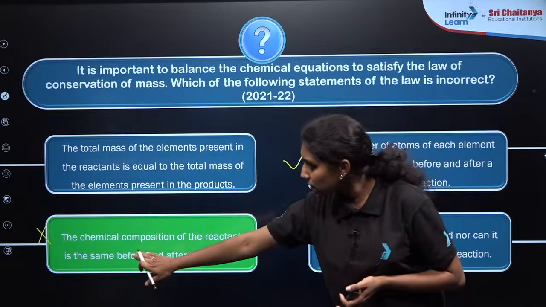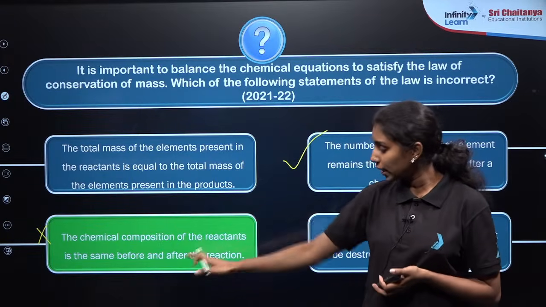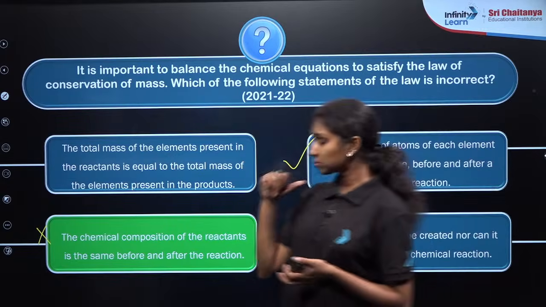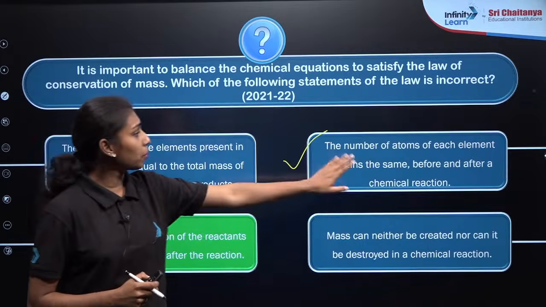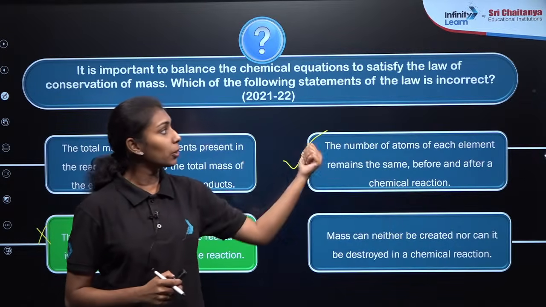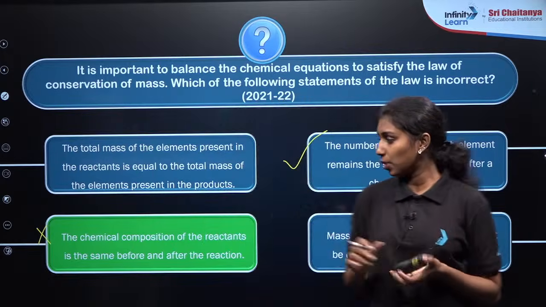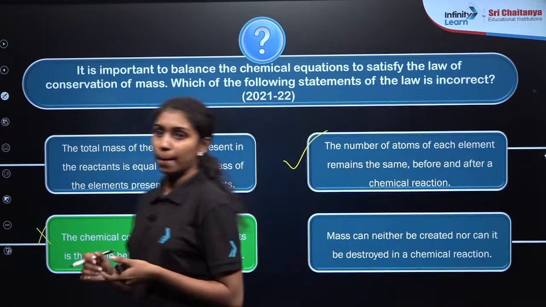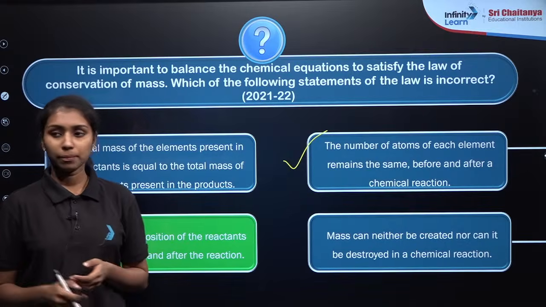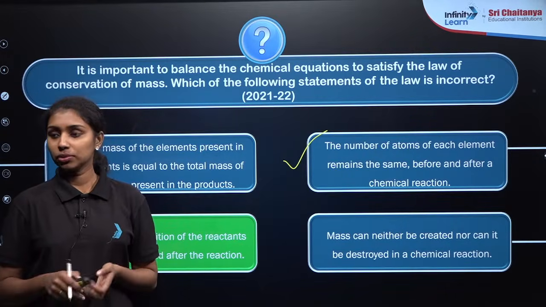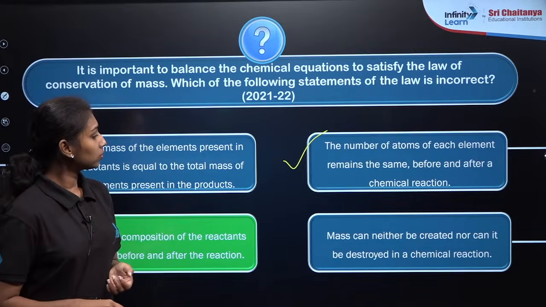This is a chemical composition. Chemical composition, it will be same before and after reaction. But in the case of number of atoms, it will be the incorrect statement according to the law of conservation of mass. Okay, I hope you understand. Please note down here, this is the answer. Okay, can we move to the next question?